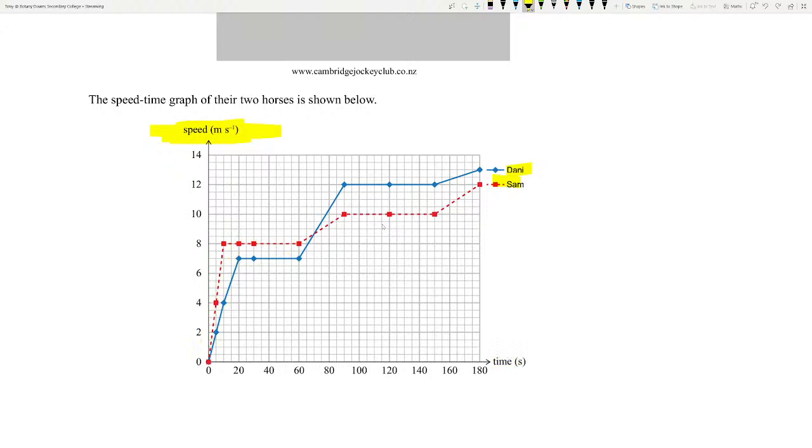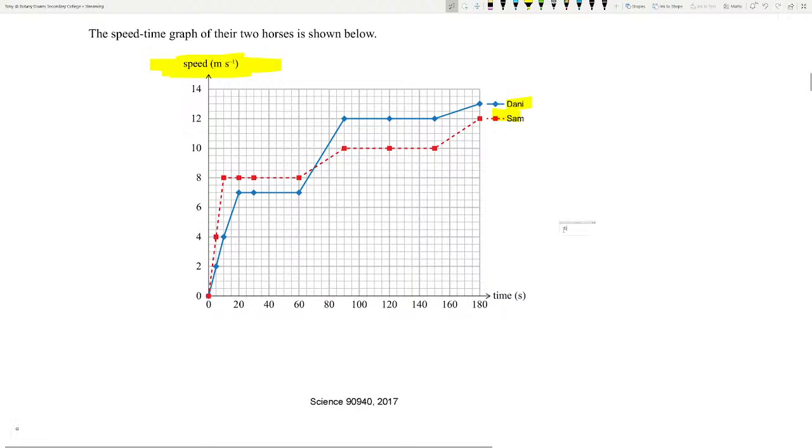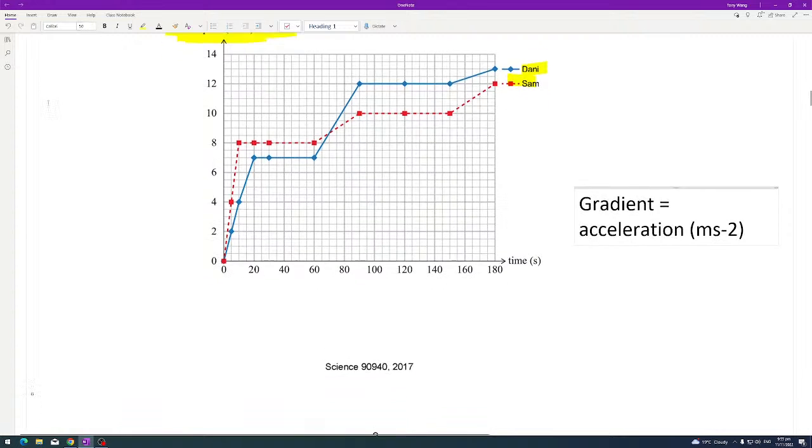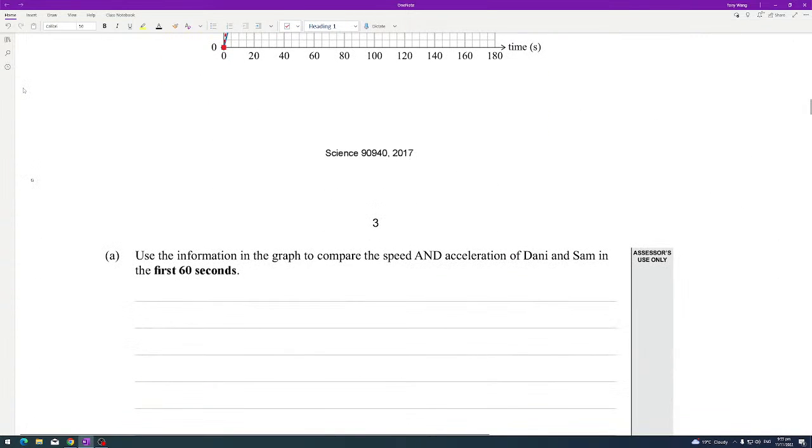And once you've got that, you need to understand that the gradient in the speed-time graph is acceleration, the rate of acceleration. So you need to know the units, m s^-2. Sorry, you can do the superscript, I can't be bothered doing it here. So that's what the gradient does.